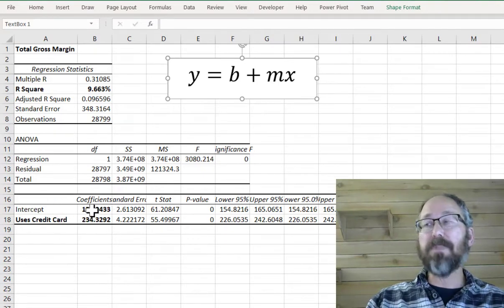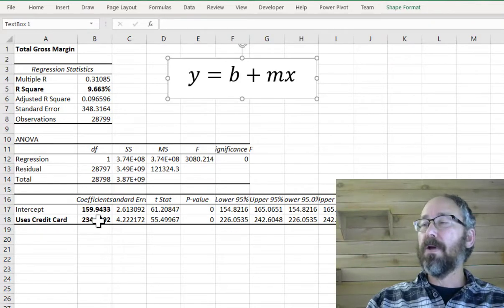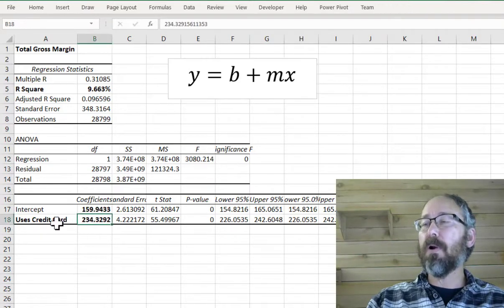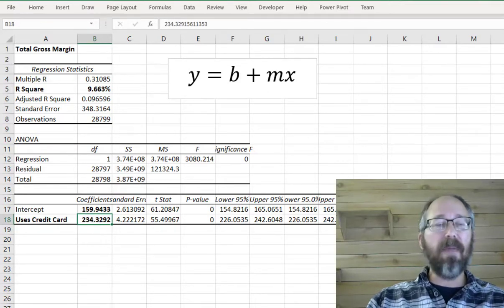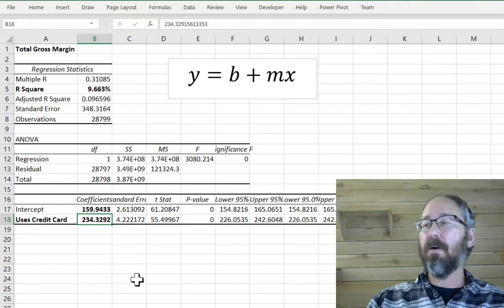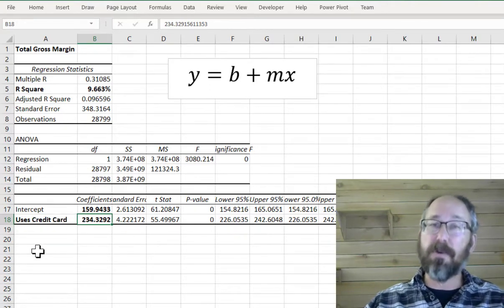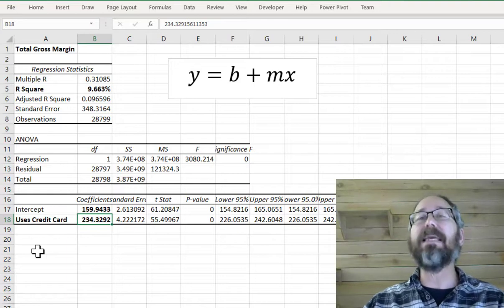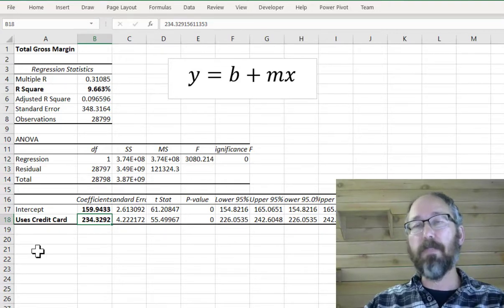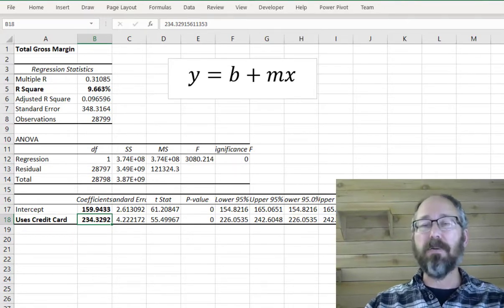The intercept is our b. The coefficient for uses credit is our m. And then the x becomes whatever the amount for uses credit. In this case, it's either a 0 or a 1. So for any given customer, we would plug that in and could get the actual number. So let's write that equation out.